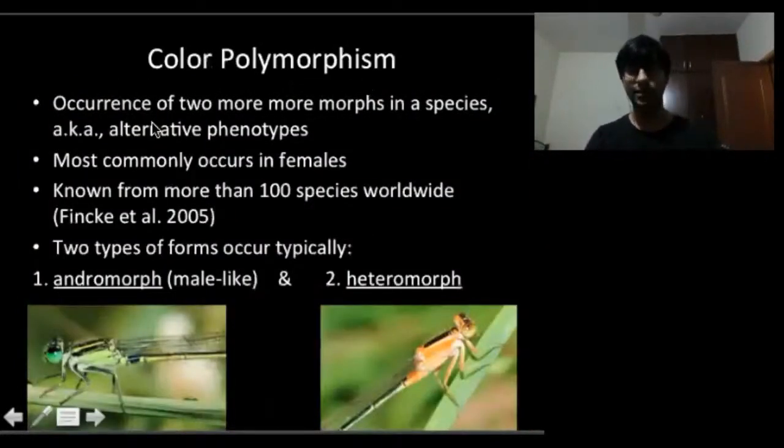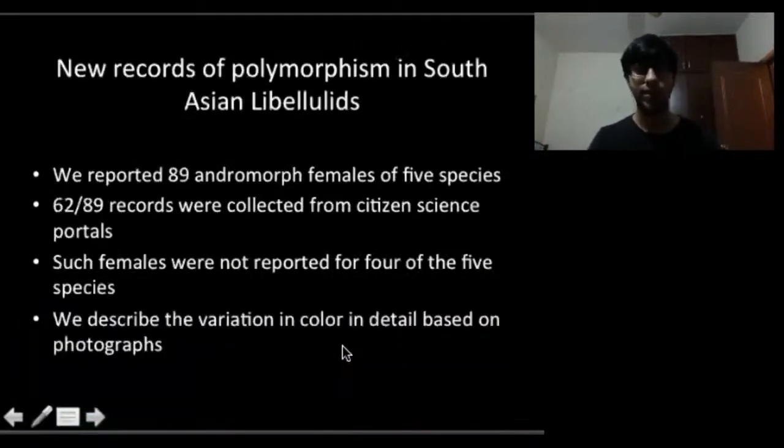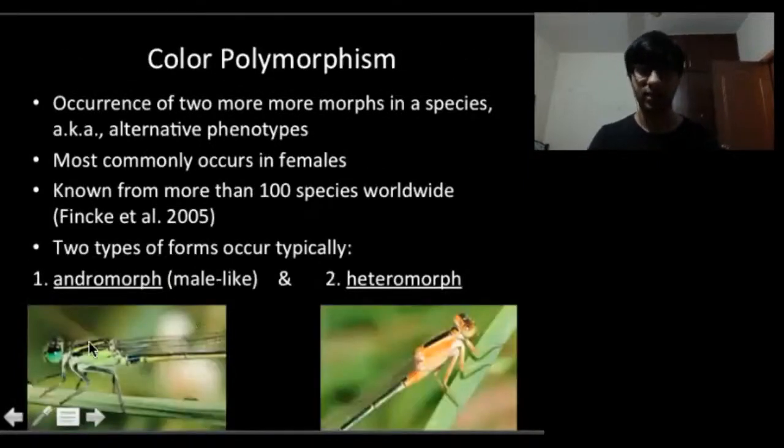And there is also another type of color variation which is known as polymorphism, which is more common in females, at least in dragonflies and damselflies, where 2 forms typically occur. One is a form which looks like the male, which is called the andromorph, and the other female form is called the heteromorph, which is different from the male coloration. So this is a species called Senegal golden dartlet, which is very common even in India. And you can see that this form is the male-like form, and this is the female-like form.